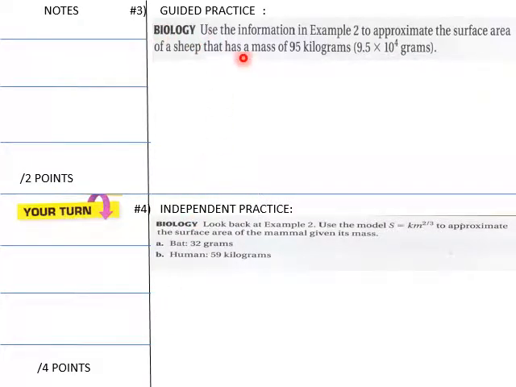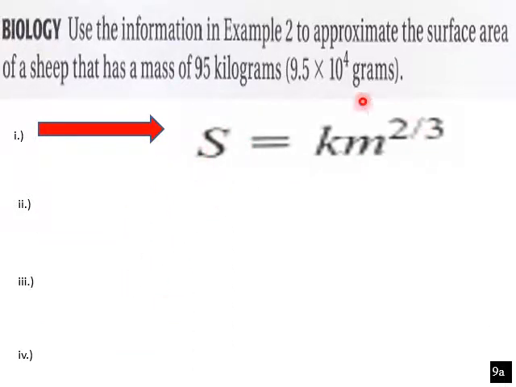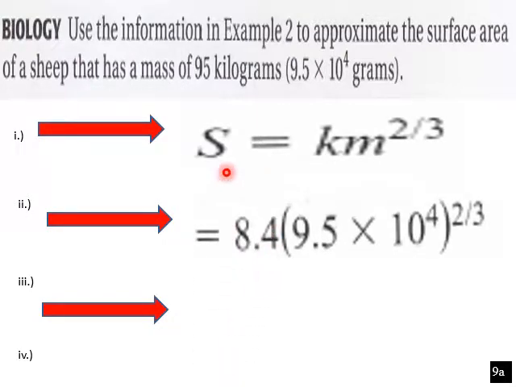And now we're going to come up with a guided practice here. And students, this is your problem here. Basically, it's the same problem, but we have a bat and we have a human. So I've got a practice here of a sheep. So here's our original formula for that. And then we plug in our values for a sheep, going back to the table. These are our values here.